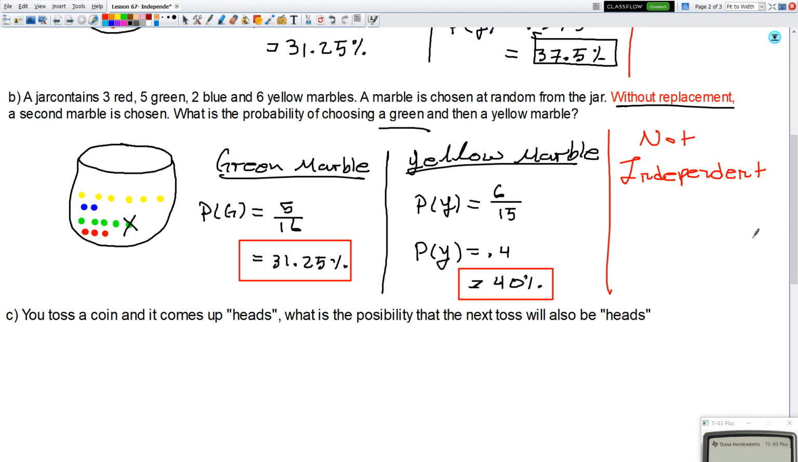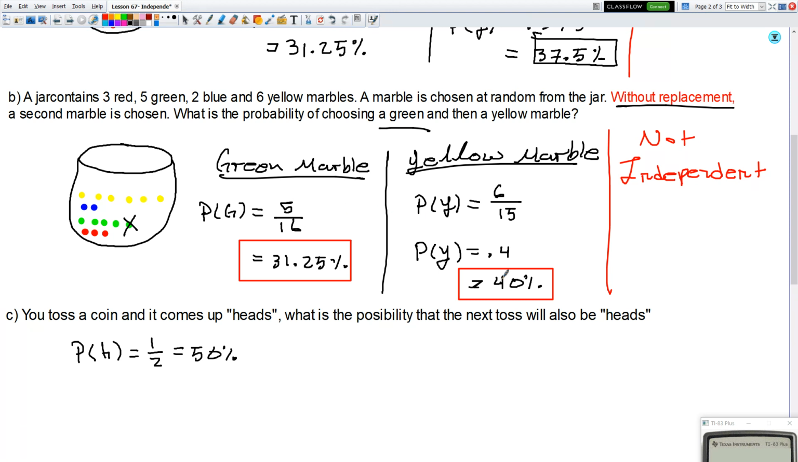Let's look at example C now. It says we're going to toss a coin and it comes up heads. What is the probability that the next toss will be heads as well? Well, let's say you flip your coin once. What is the probability for you to choose heads? Well, that's 1/2, which is 50%, because in any coin you're always going to have 50% to choose heads or tails. So this is the first event.